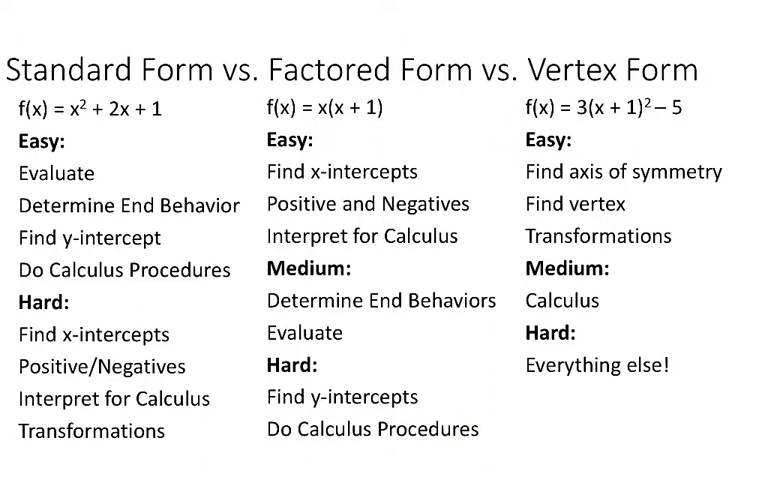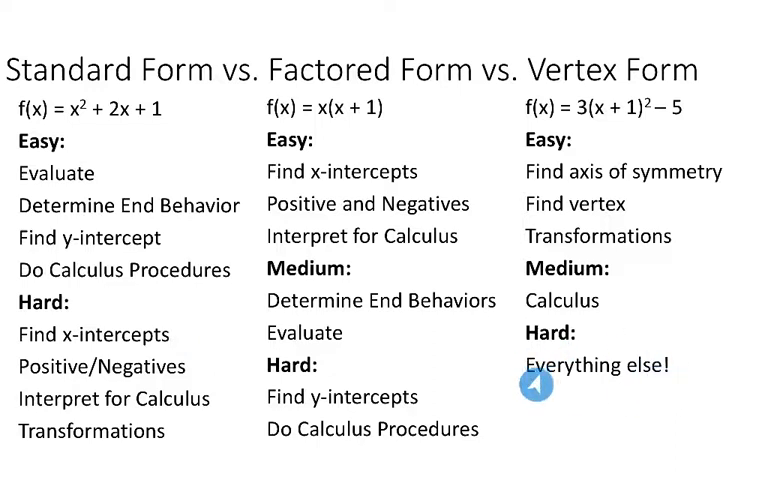Now, vertex form. Obviously, what's easy is finding the axis of symmetry. You just take the h, and it's x equals h. So in this case, it'd be -1. Finding the vertex, there's your h and your k, so it's (-1, -5). And then transforming in vertex form, we'll see, is actually quite easy because it's already in the transformed version of the parent function. Calculus is actually not too bad, but it's not as easy as the standard form.